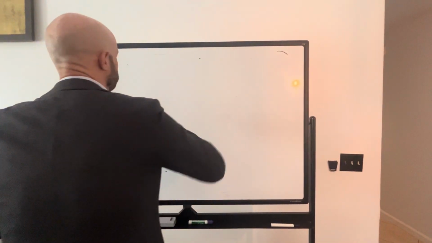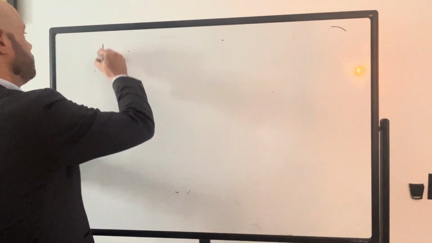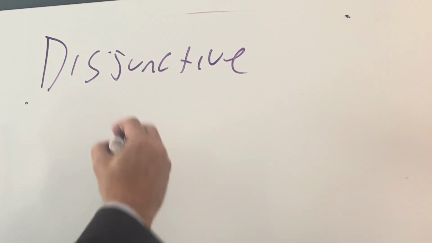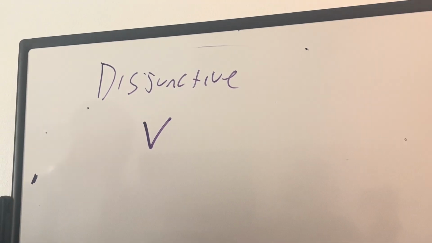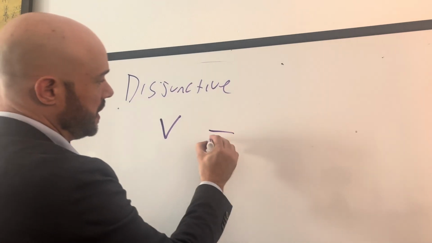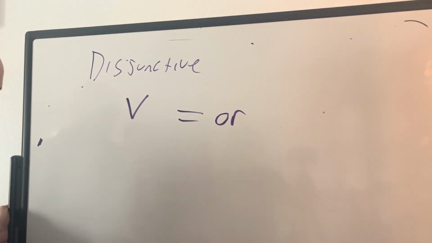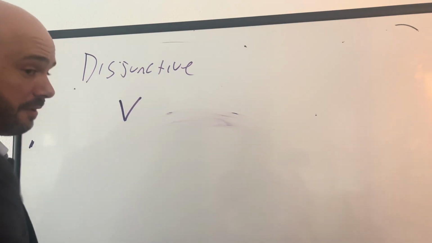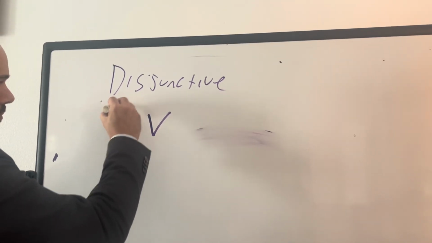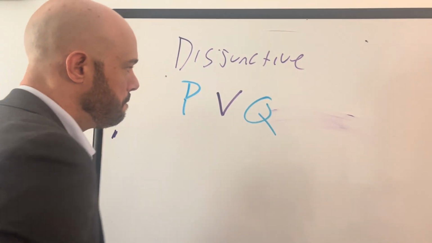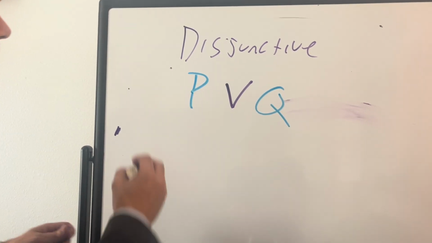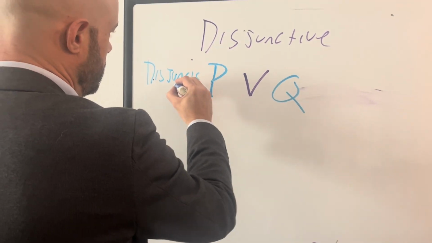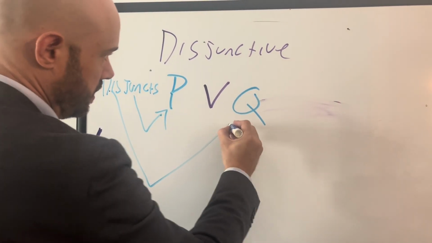All right, so a disjunctive argument uses this disjunctive operator, and the disjunctive operator means or. On either side of this operator, you're going to have variables. These variables are called disjuncts. So that's a disjunct, and that's a disjunct.